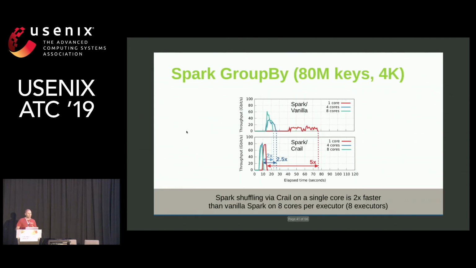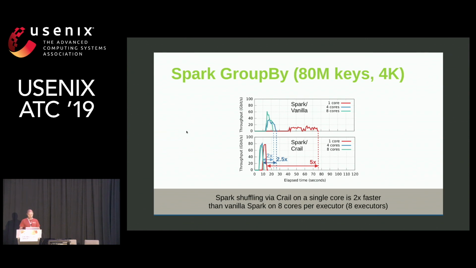This shows how this performs on a 100 gigabit network compared to the default shuffle engine in Spark. This is a group by benchmark, which stresses the shuffle engine. It's a group by on 8 million keys, 4K size per key. And the figure shows the performance for different numbers of cores.